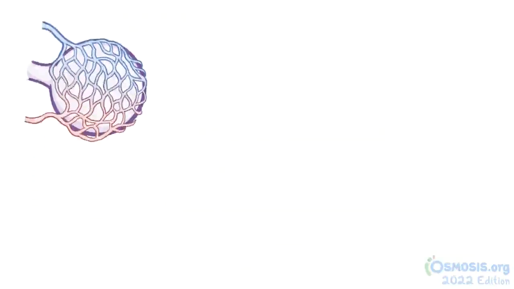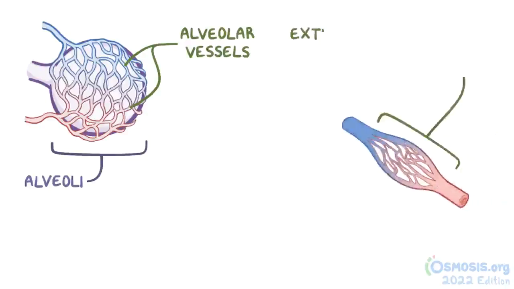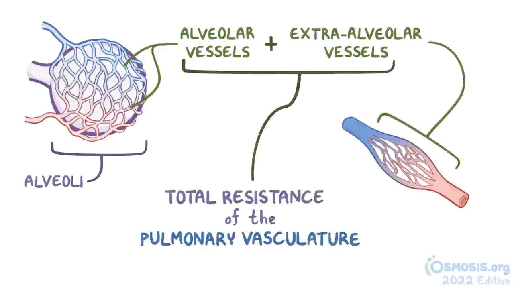Now, in the lungs, tiny capillaries surrounding the alveoli are called alveolar vessels, whereas those that are located further away, like arterioles, are called extra-alveolar vessels. And the sum of the resistance in both the alveolar blood vessels and extra-alveolar blood vessels determines the total resistance of the pulmonary vasculature.